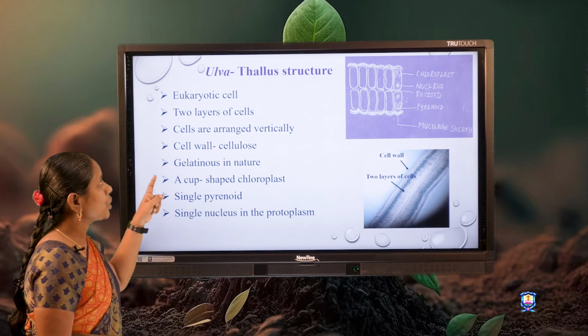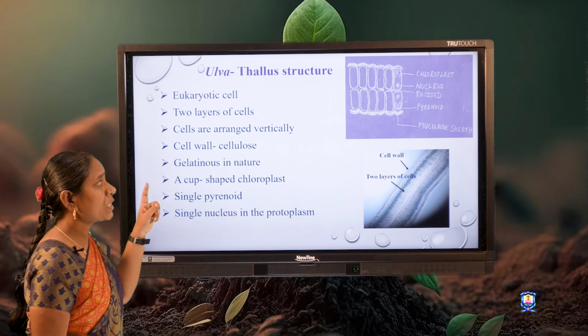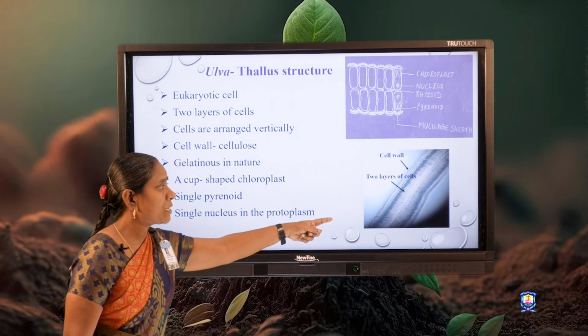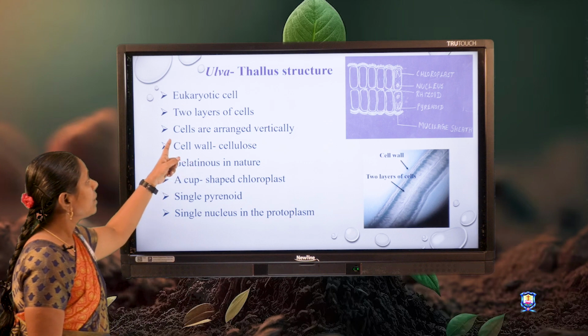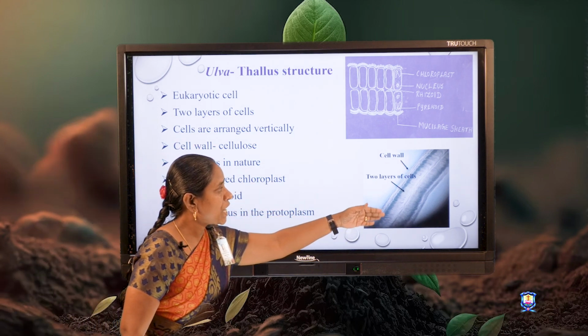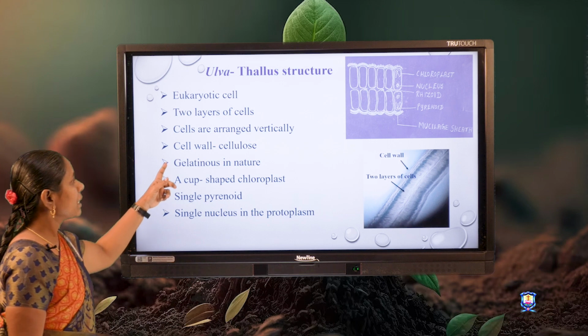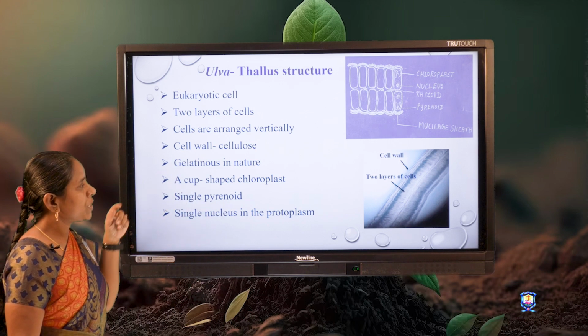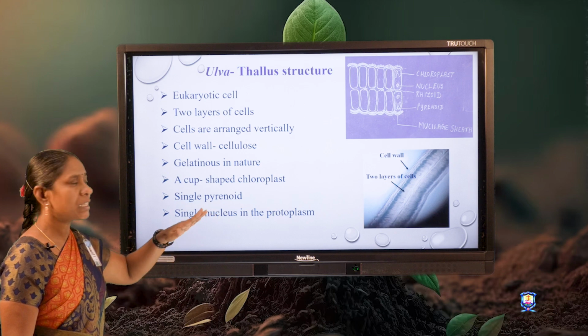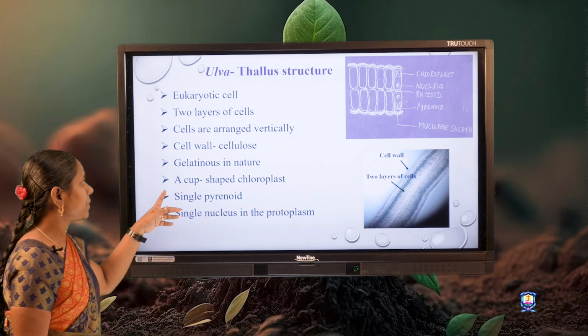The cross section of the thallus shows two layers of cells. Here we can see the two layers of cells. The cells are arranged vertically. You just see here, the cells are arranged vertically, and the cell wall is made up of cellulose, and around the cellulose, the gelatinous matrix is thickly enveloped.